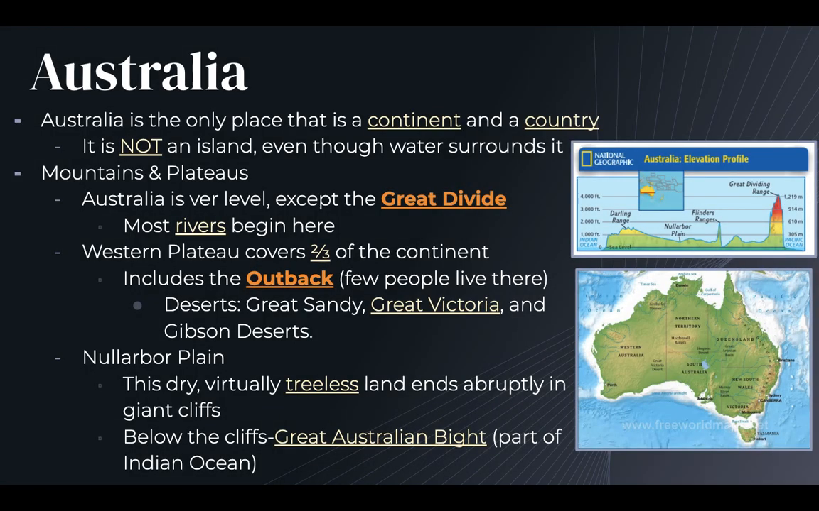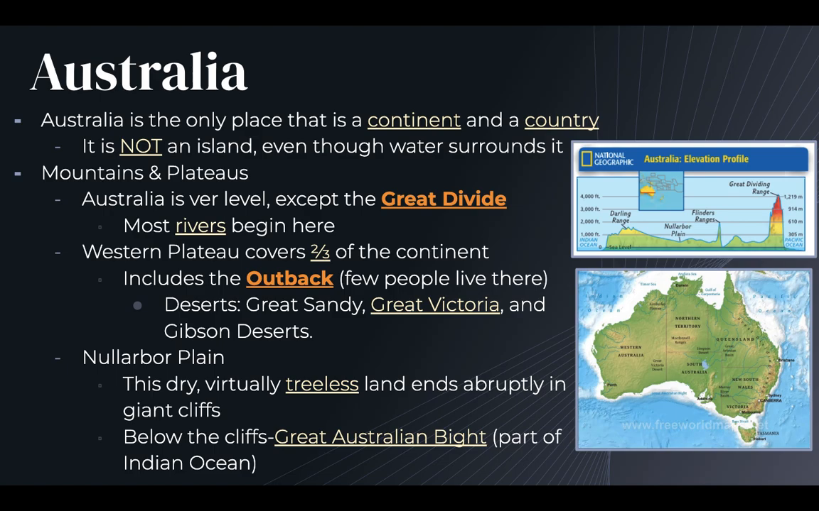All right, so let's start with Australia. Australia is the only place in the world that is a continent and a country. Okay, so it's the only one. It is not an island. A lot of people say the largest island in the world is Australia. Technically, it's not an island because it's a continent. Continents can't be islands, so they are their own landforms. If someone asks you a trivia question, what is the largest island in the world? It's Greenland.